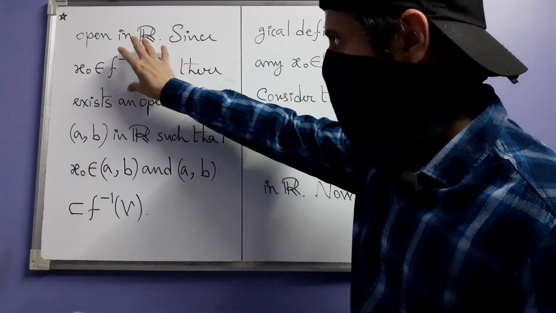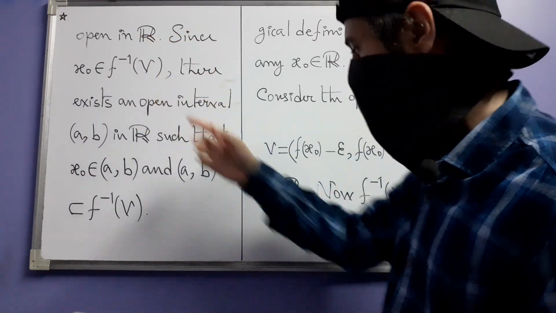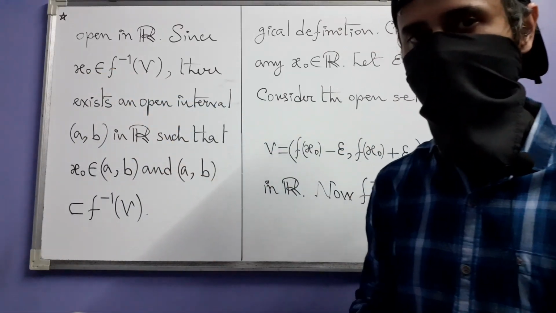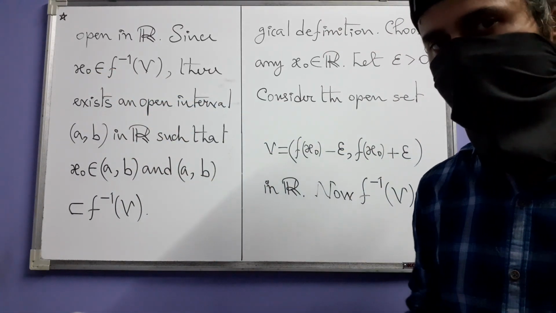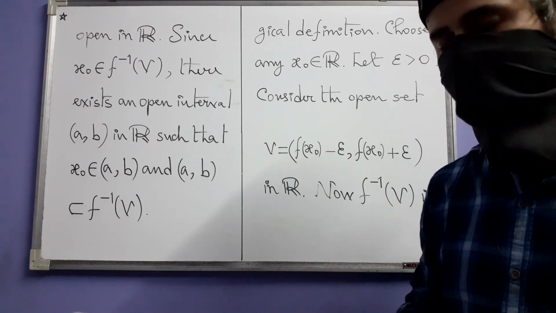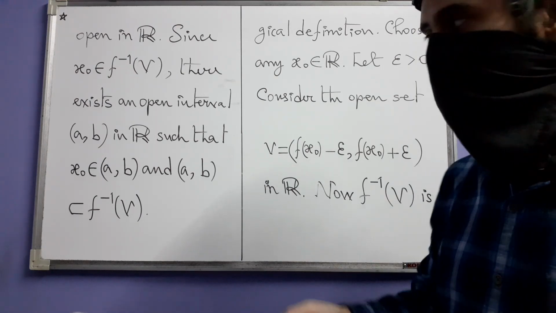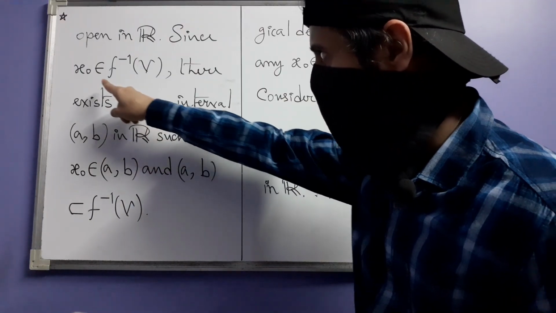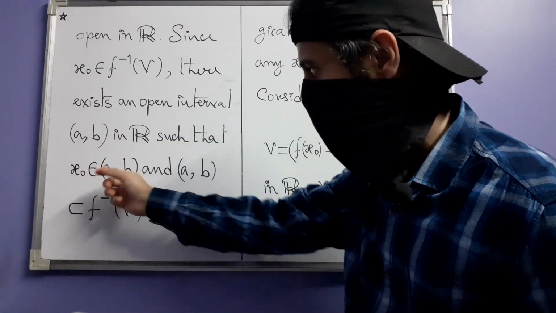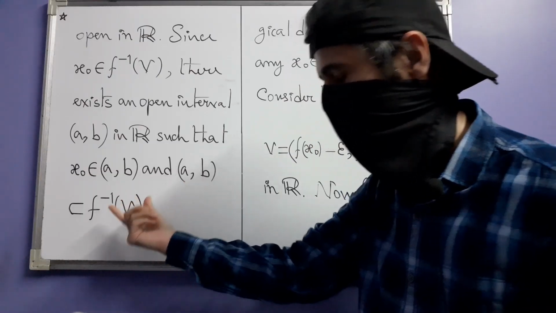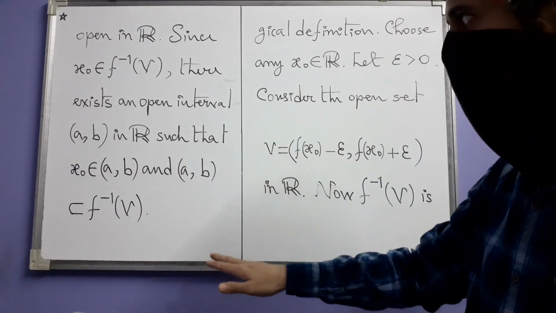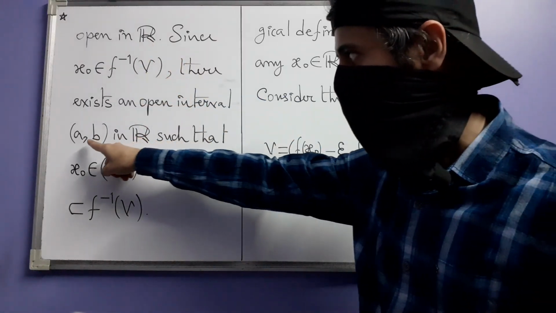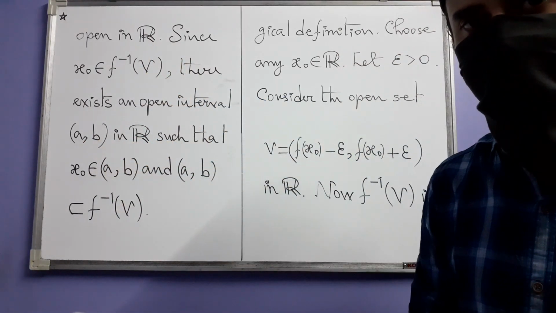But then this is an open set in R, which contains this point x0. So by the definition of open sets and by the definition of a topology given by a basis, there will exist an open interval (a, b) in R which contains this interior point x0 and which is itself contained in f inverse of V. Do not forget that the standard topology on R is generated by the basis consisting of open intervals.